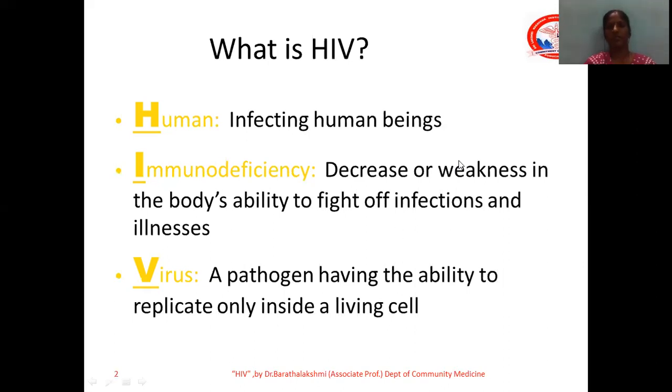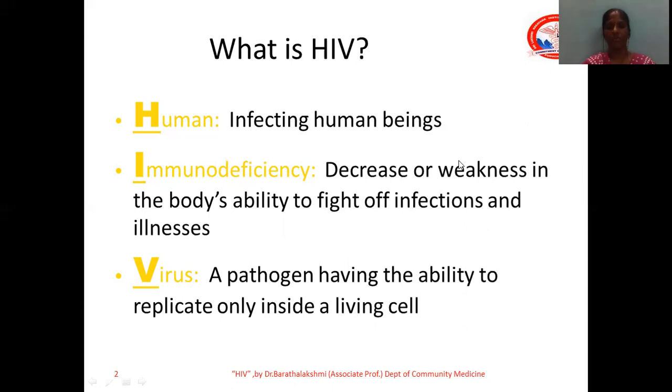How does this virus make a person suffer from the disease? What is the mechanism? It is by attacking the defense mechanism of one's body, or by destroying the immune cells of the victim's body. So it decreases or weakens the body's ability to fight against infections and even cancers.